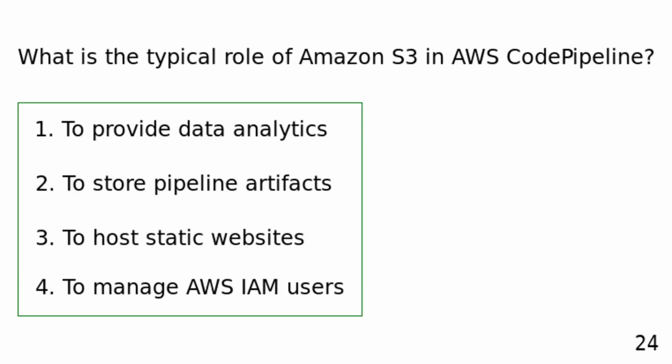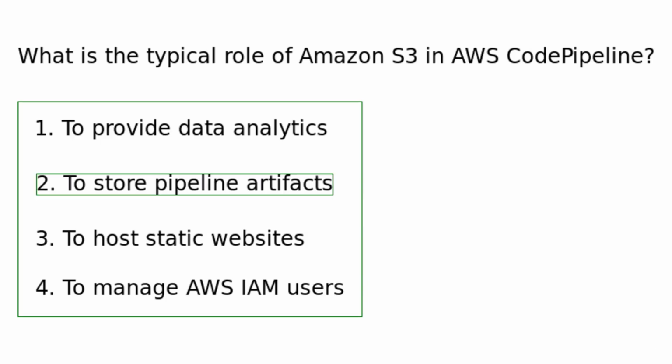What is the typical role of Amazon S3 in AWS CodePipeline? To provide data analytics. To store pipeline artifacts. To host static websites. To manage AWS IAM users. Amazon S3 in AWS CodePipeline is primarily used to store pipeline artifacts, such as build outputs and deployment packages, during the execution of pipelines.